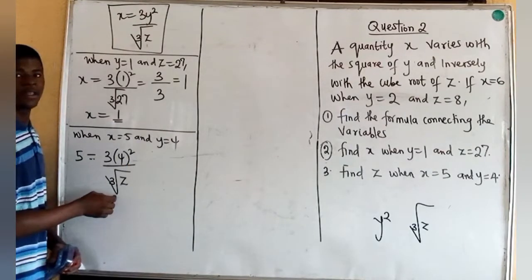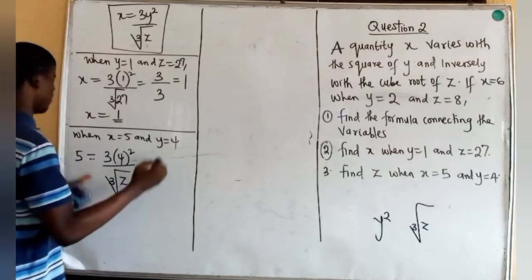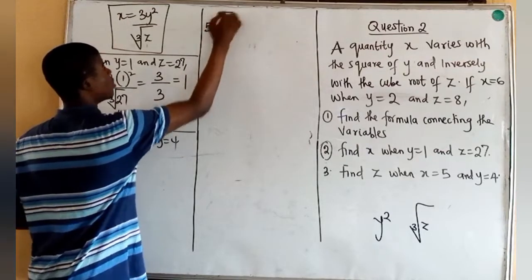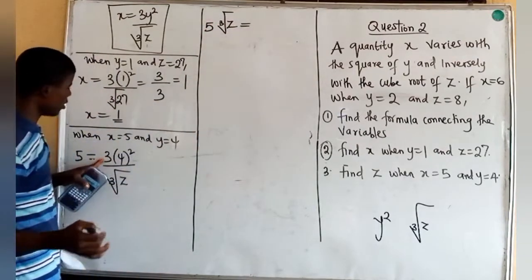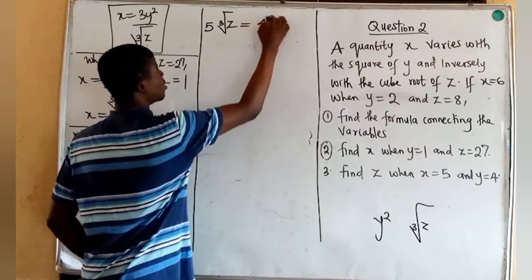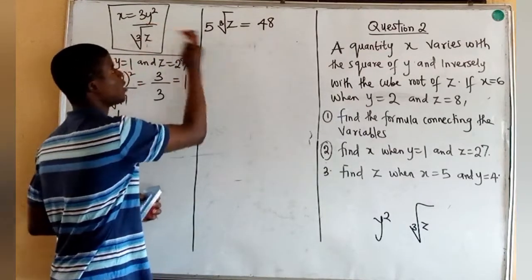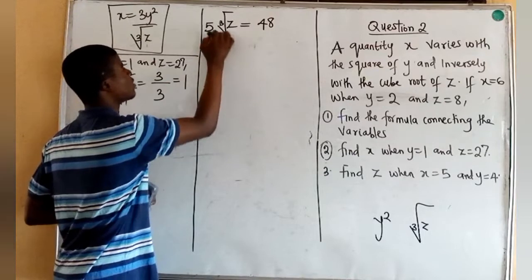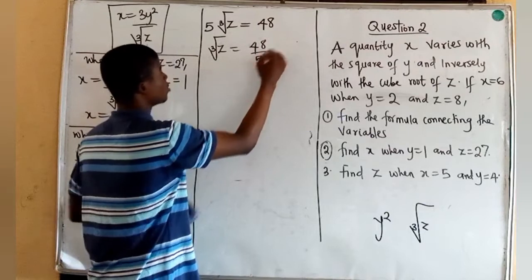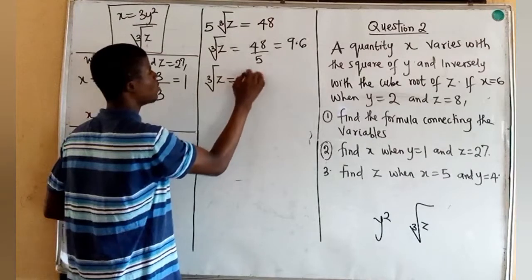So let's solve for the value of z. So now we're looking for the value of z here. So what we do now is to cross multiply. I have 5 times the cube root of z is equal to what? 3. 4 squared is 16. So 3 times 16 is 48. So now I will divide both sides by 5 so as to free the cube root of z at the left hand side. So the cube root of z is equal to 48 over 5. And that will give us what? 9.6.